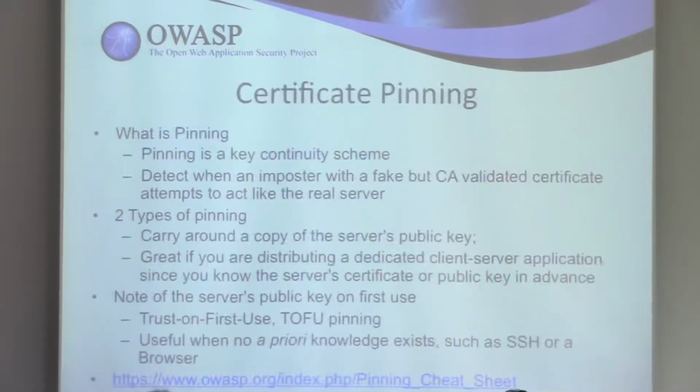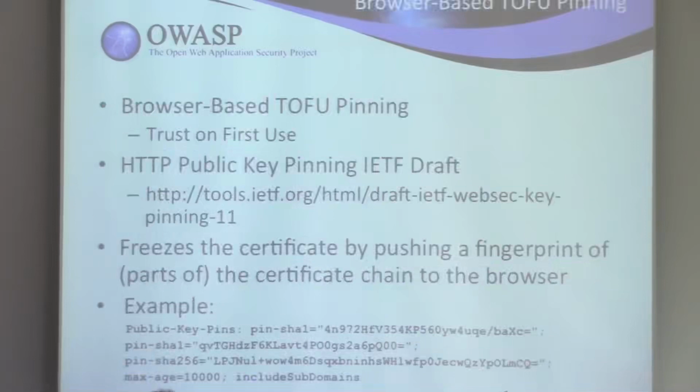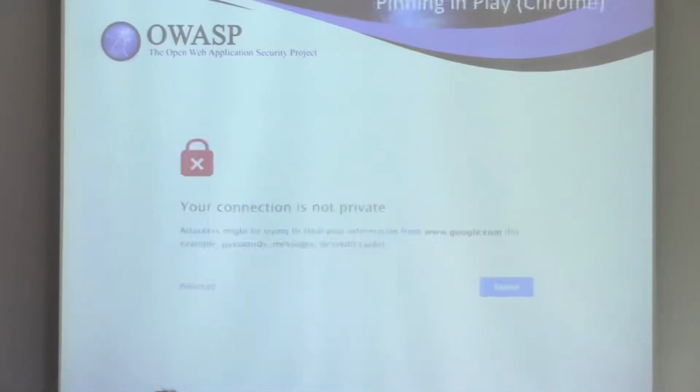We mentioned certificate pinning already, and we even have experimental IETF headers that Chrome and Firefox support to pin through the browser. And finally, there are browser error messages when pinning is detected to be in play and the certificate is invalid. They alert Chrome that this is happening and which authority did it. The message says: your connection's not private. Attackers might be trying to steal your information from Google, for example, passwords, messages, or credit cards. So that's a really reasonable browser message.